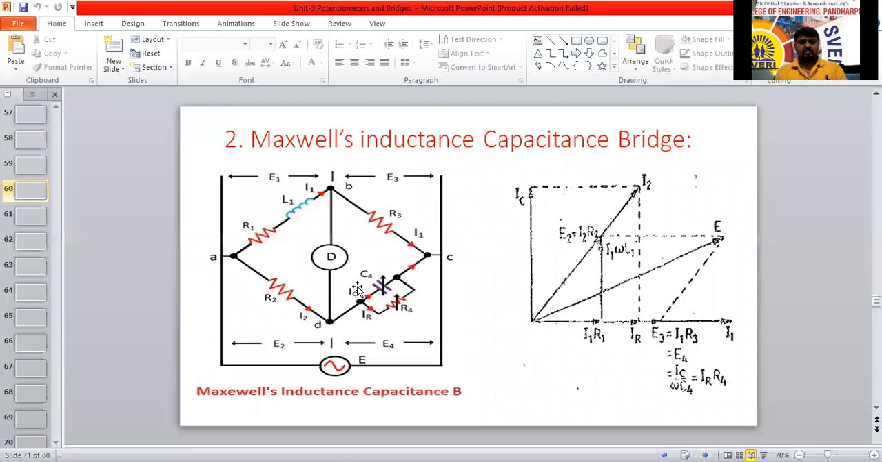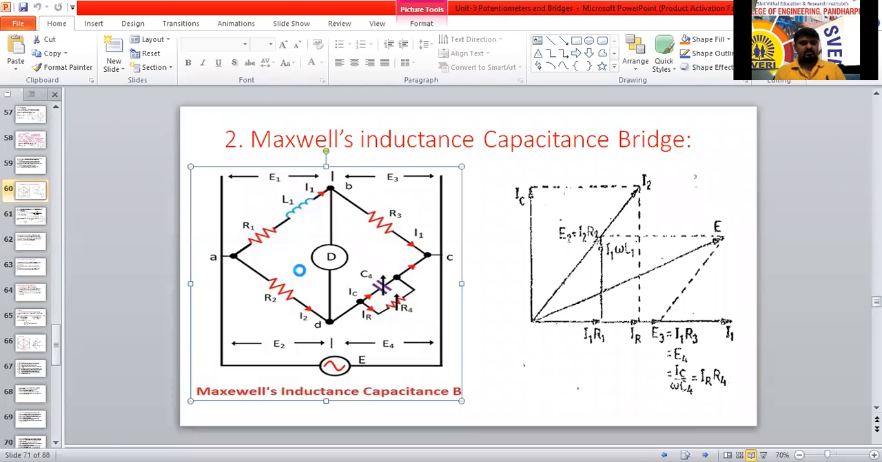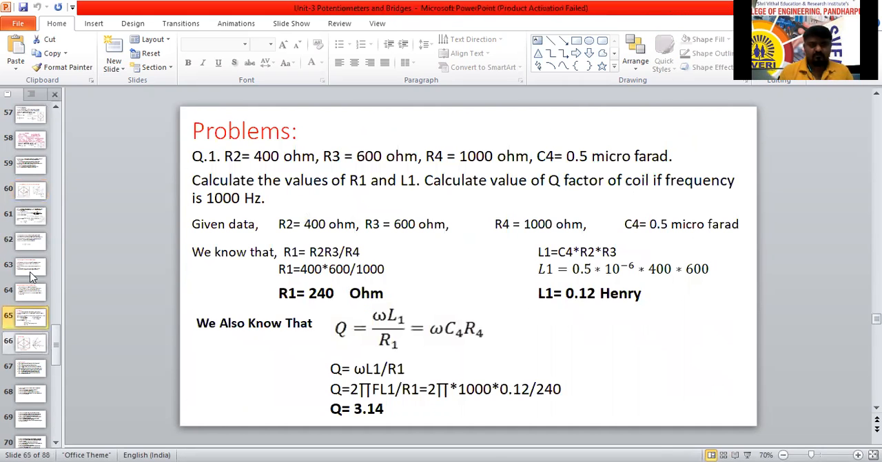The diagram has not come here now. Just a minute. I was considering this diagram. Where did it go?